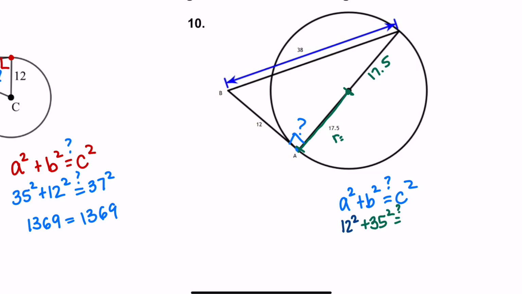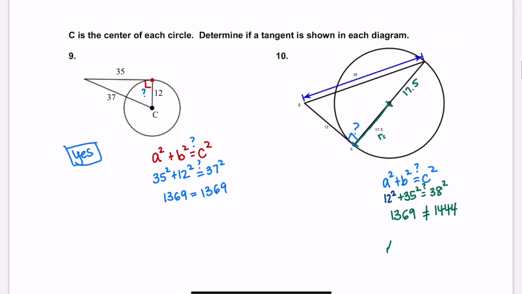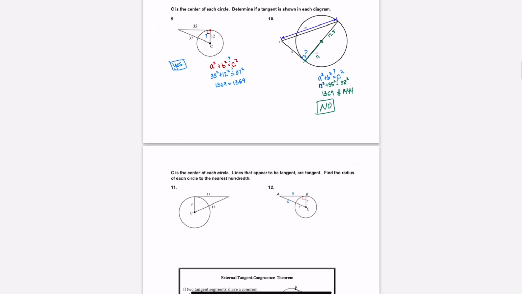So I'm going to say for the other leg, I'm going to have 35 squared. Does that equal 38 squared? So we plug this into our calculator. 144 for 12 squared plus 35 squared. That equals 1369. We're getting lucky with this 1369 thing. Does that equal 38 squared? Well, I'm pretty sure it doesn't because 37 squared is 1369, but 38 squared is 1444. This is not equal to 1444. So, no, this is not a tangent line. No. Okay, because the Pythagorean theorem did not work.